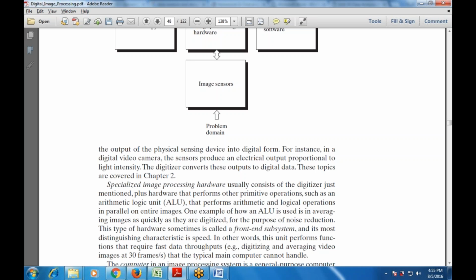In other words, this unit performs functions that require fast data throughput, which the typical main computer cannot handle. So it produces the images in digital form, which is not taken care of by the typical main computer.